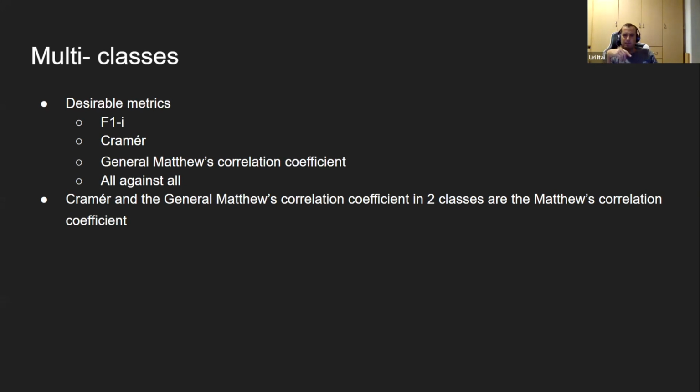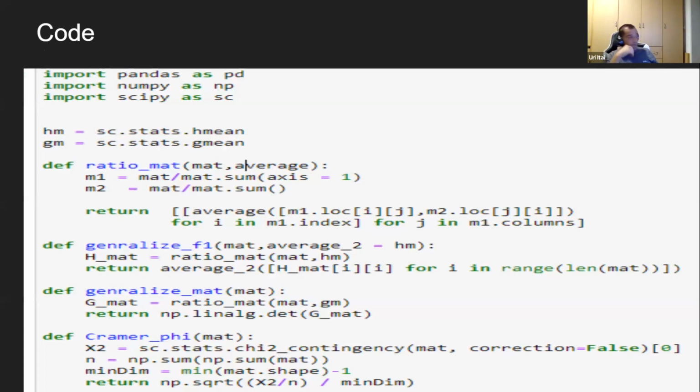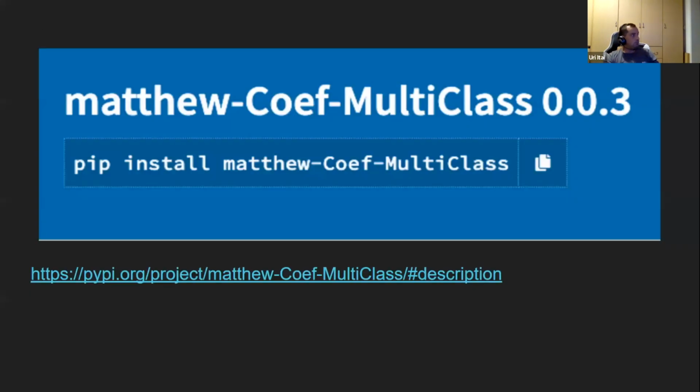Brian Matthews was a biochemist from Australia. Cramér is from Sweden. And this is the code. As for all this stuff, you can see that this code is very simple. I wrote it, so it can't be that hard. If you're interested, we have a PyPI library. You can pip install it. With Yaakov's great help, we're trying to make it part of scikit-learn. So hopefully we'll get there.